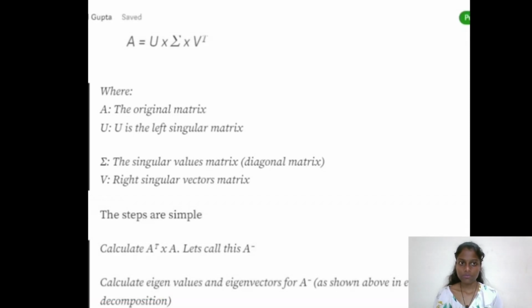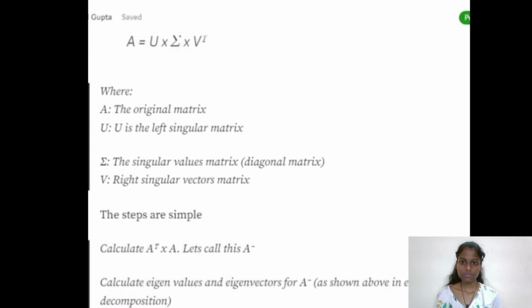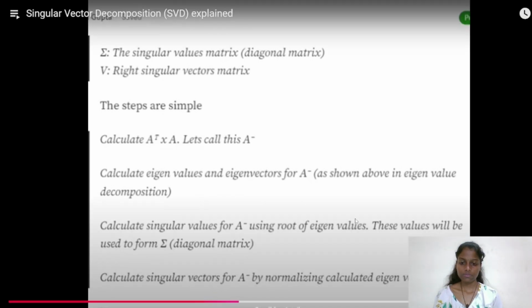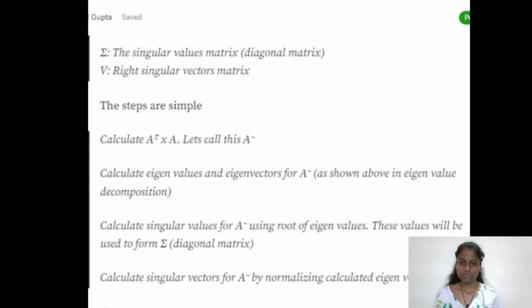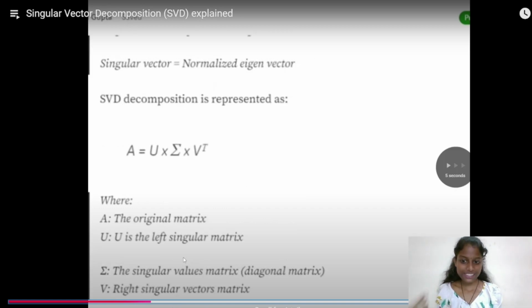The singular values that we calculate for a matrix, we place on the diagonal, and the singular vectors go in matrix V. You don't need to worry, I will explain how all these are calculated. Starting off with SVD, this might be a bit tough on the mathematical side, so just pay attention. We will first calculate A transpose cross A. Singular values equal the square root of eigenvalues, and singular vectors equal normalized eigenvectors. The decomposition is represented as A equals U into sigma into V transpose.